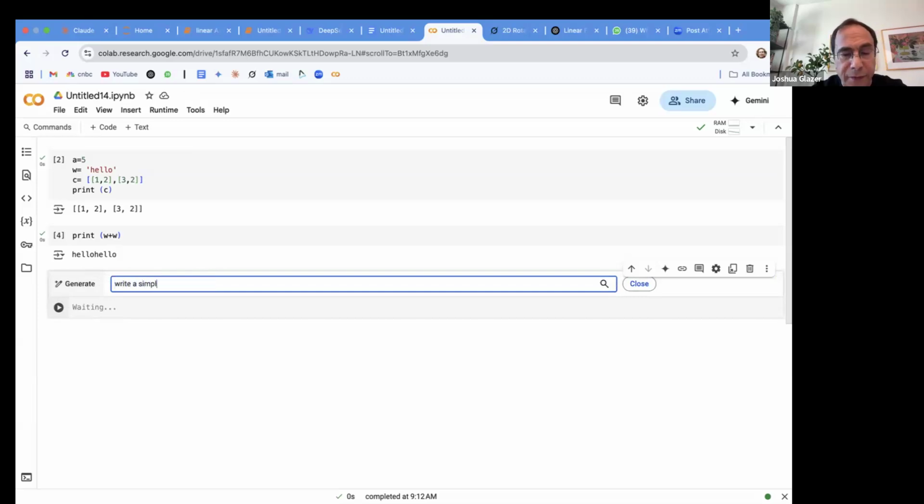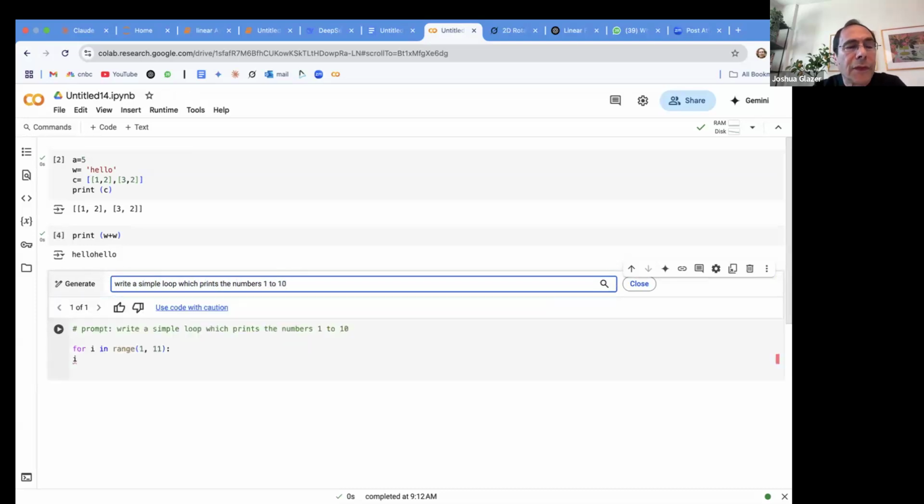write a simple loop which prints the numbers 1 to 10. Okay. For some reason, oh yeah, okay. So it did write something. It didn't print for some reason.